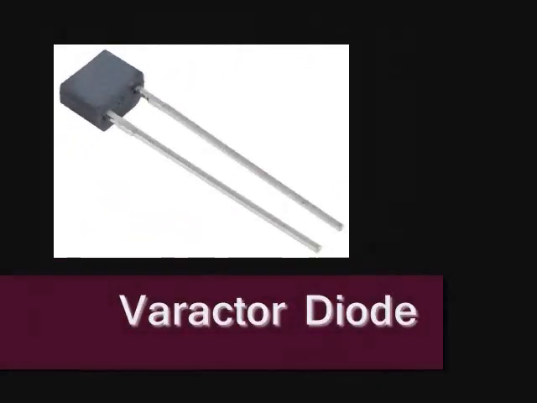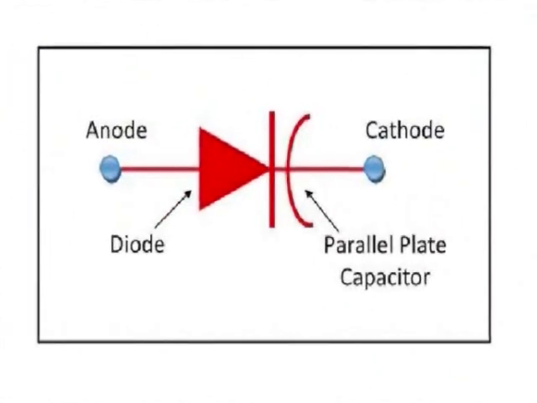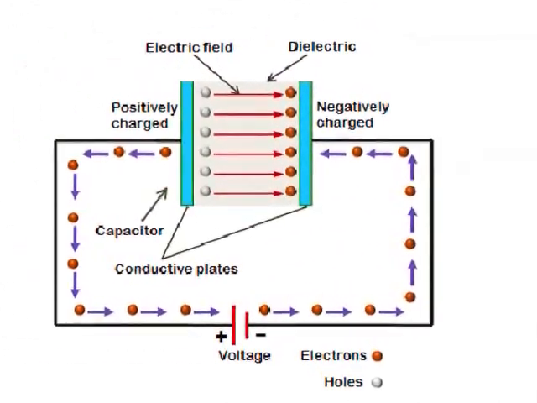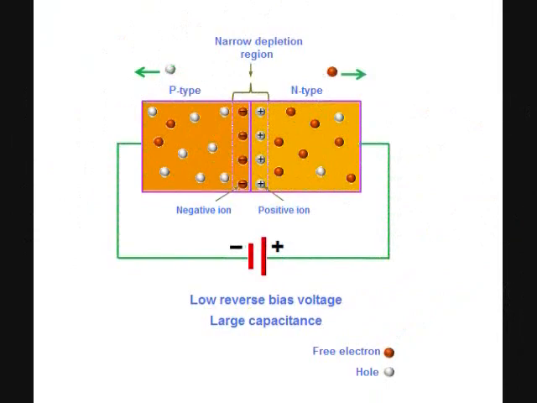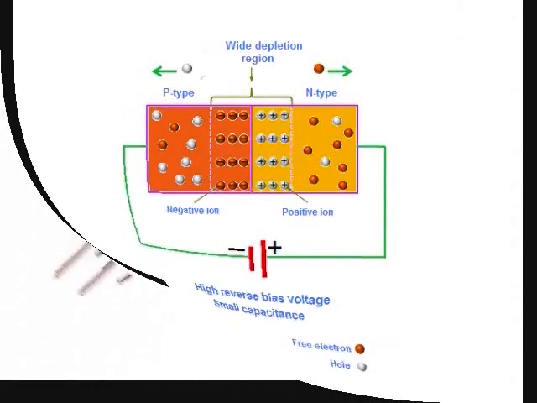Varactor diode. The capacity of this capacitor is proportional to the value of the variable voltage, and for this reason, this diode is also called a variable capacitor. Varactors are used in tuning circuits and filters.